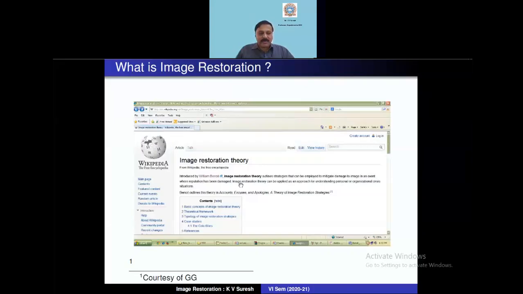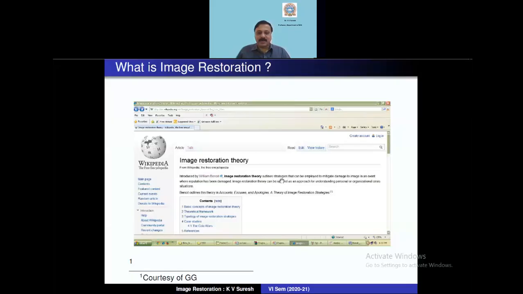Now, whenever you want to know something about a new word, the first thing we do is search in Google. When I searched for image restoration, one of the links I got was something called image restoration theory. But when I went through the details, which hopefully you can read here, it is in no way connected to what I'm talking about.